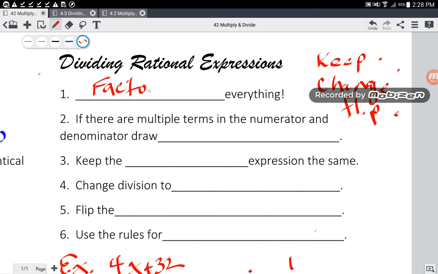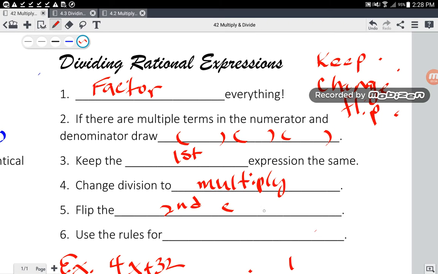Factor everything. Use parentheses to keep all your factors together. When you cancel, you have to cancel the whole factor that's in the parentheses. You're going to keep the first expression the same. Change division to multiply, and flip the second expression. And then you just have a multiply problem. Use the rules for multiply.